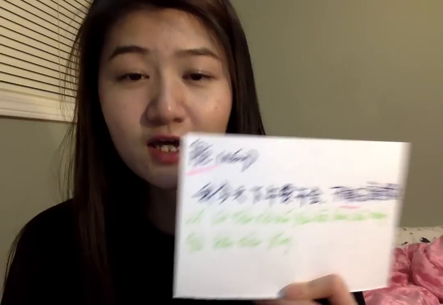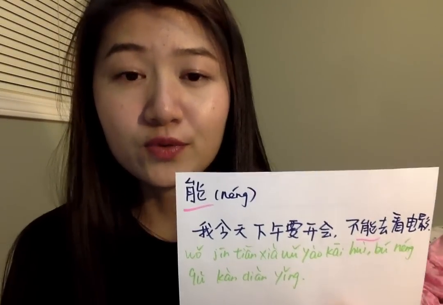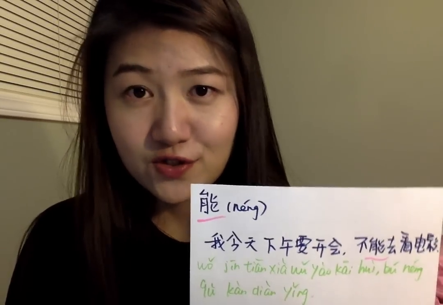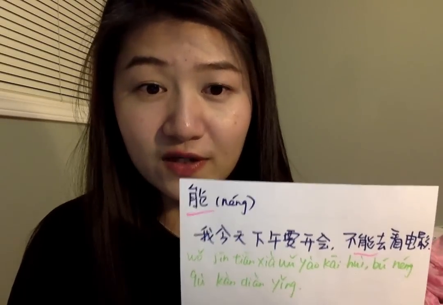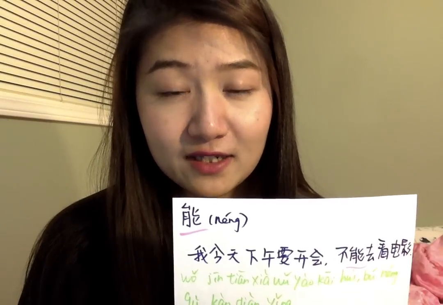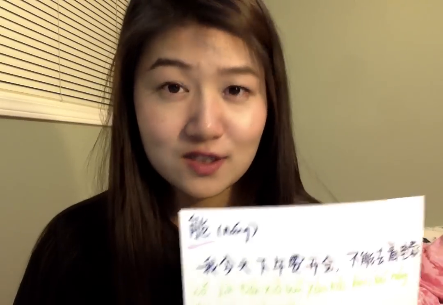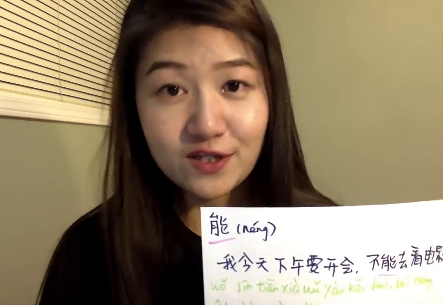Okay, let's take another example. Here, this line is Chinese characters, and this line is pinyin. I'll read this to you guys. 我今天要开会。不能去看电影. 我 means I, me. So I have a meeting today, so I can't go to see a movie. So here, 我不能, I can't do something because some external condition doesn't allow me to. Because I have a meeting, I can't go to watch a movie. Make sense? 我不能去看电影. So here, 能 is related to some external condition. It's a little bit different from the first one, physical capacity. Make sense?